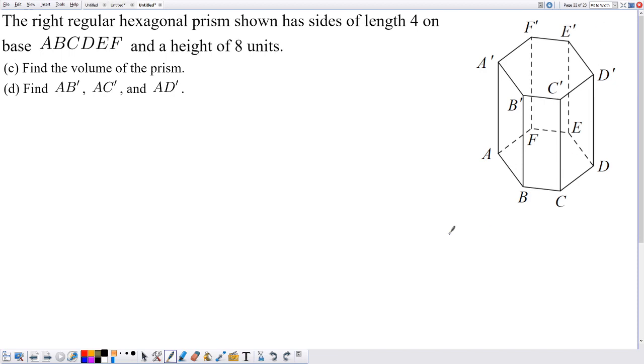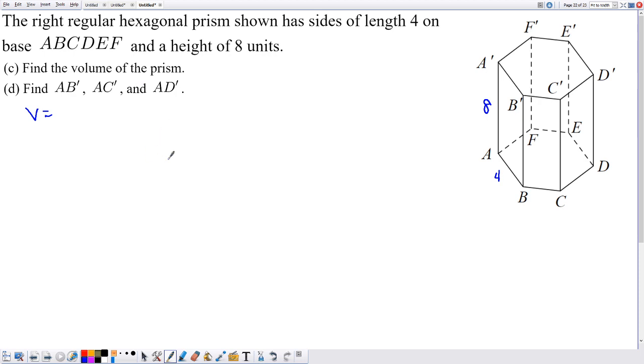Alright, so continuing on from where the problem left off, we have the same right hexagonal prism, the base sides of 4 and a height of 8. Now it wants us to find the volume. Well, in the previous part, we found out that the area of the base was 24 times the square root of 3.